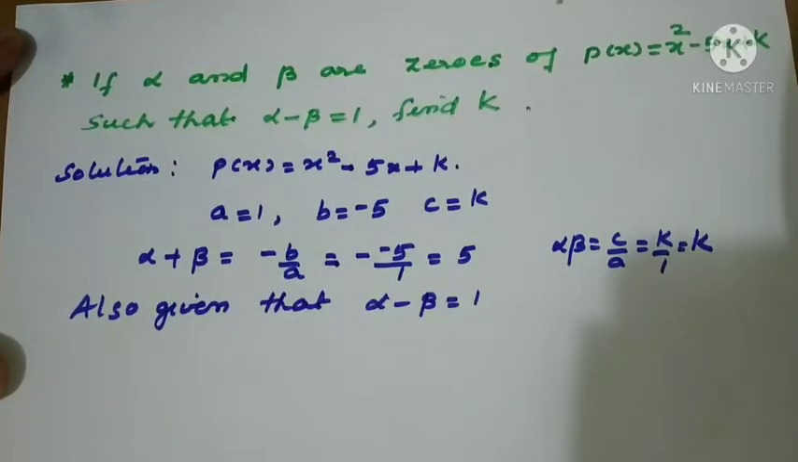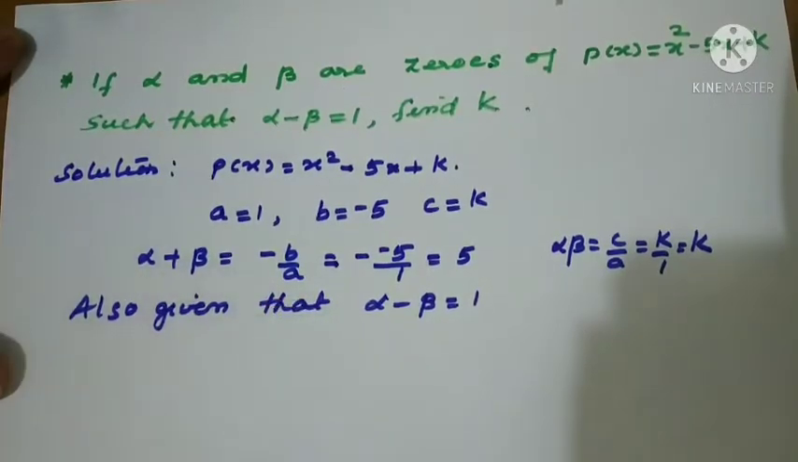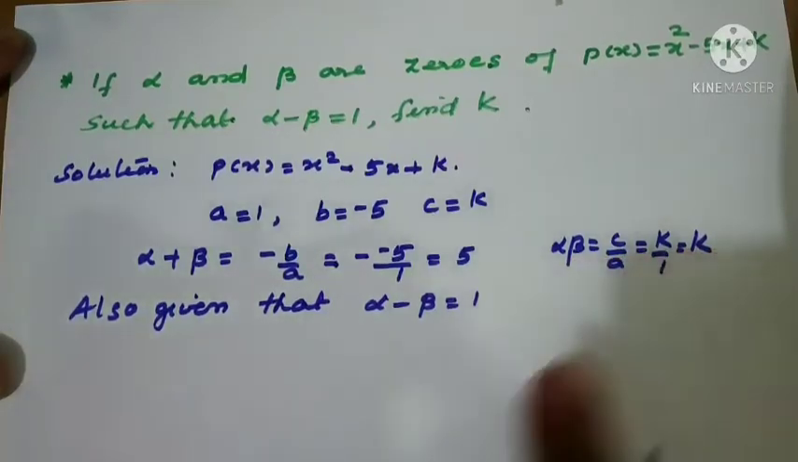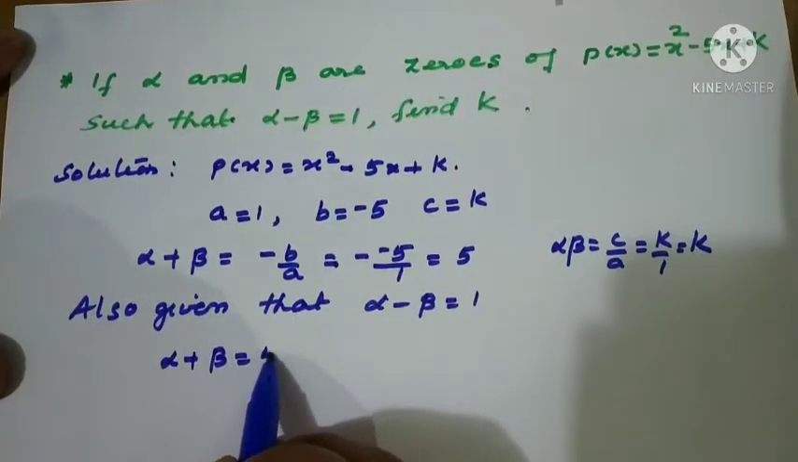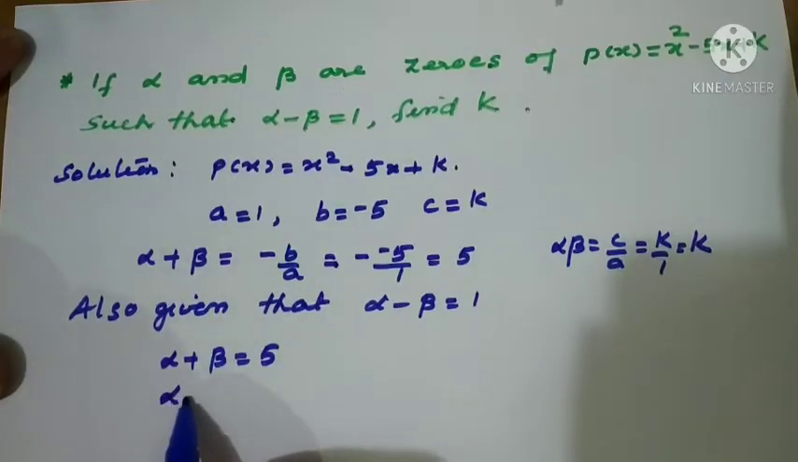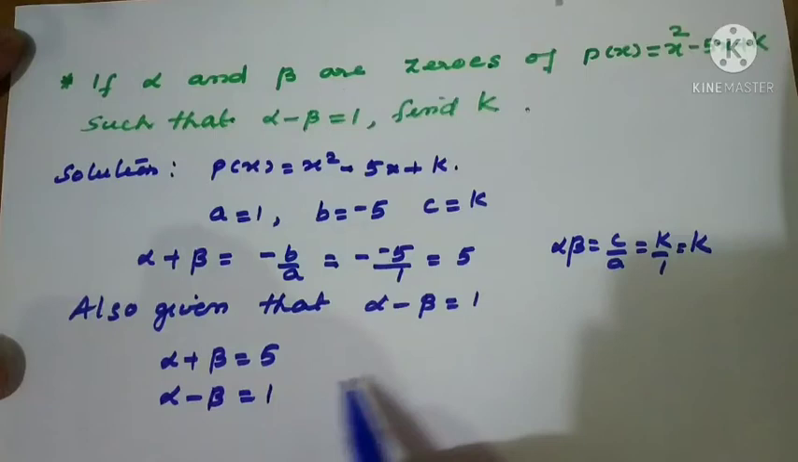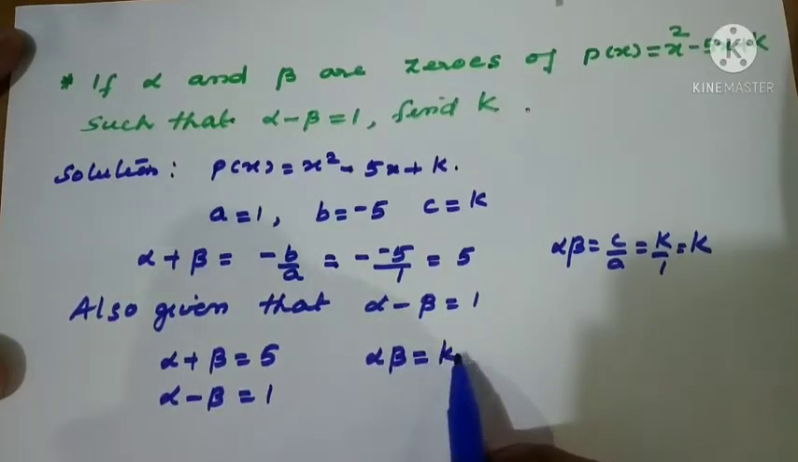Okay, now what we have to find out? We have to find the k only. Alpha minus beta we know, alpha plus beta we know, then k we want. So alpha beta equal to k, these are the three equations we are having. Alpha plus beta equal to 5, alpha minus beta equal to 1, and alpha beta equal to k.